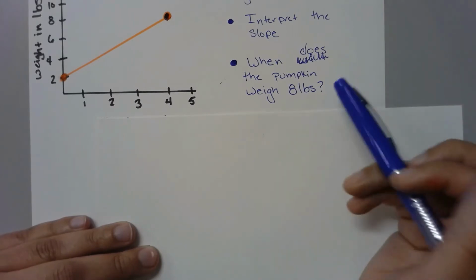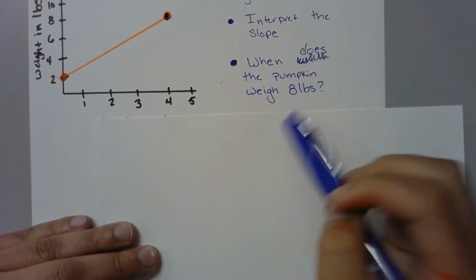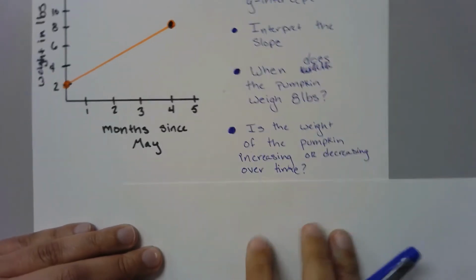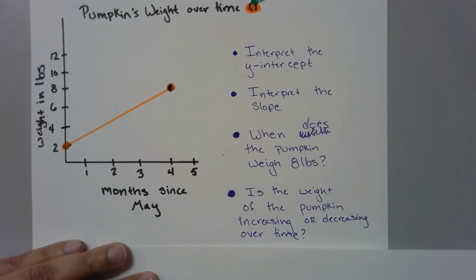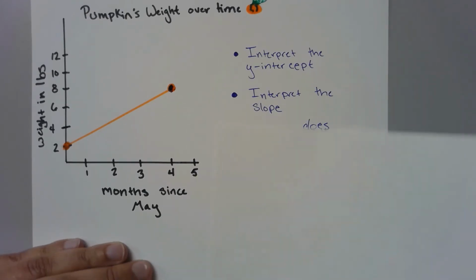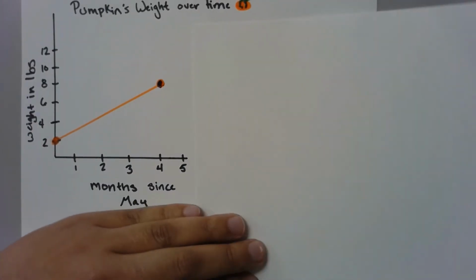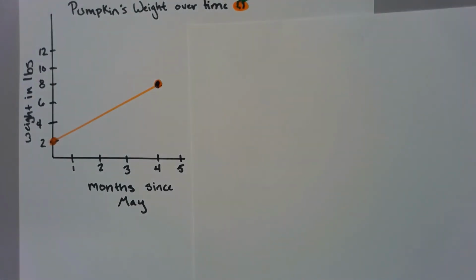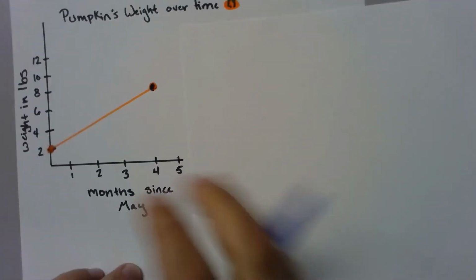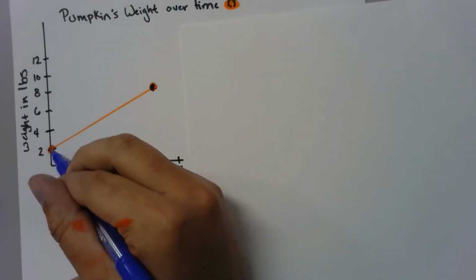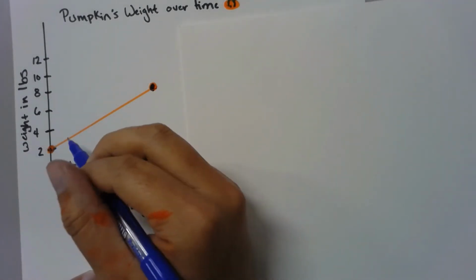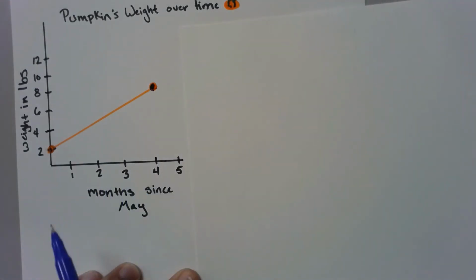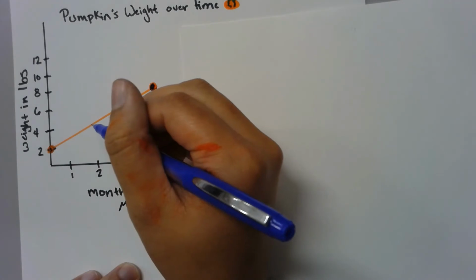Alright, so we just finished the problem about when does the pumpkin weigh 8 pounds, and we're going to move straight along to, is the weight of the pumpkin increasing or decreasing over time? Well, if I want to know if the weight of the pumpkin is increasing or decreasing over time, all I have to do is take a look at one point to another. Here, my pumpkin has a weight of 2 pounds. As time increases, because I'm going months up over here, my weight seems to be increasing.